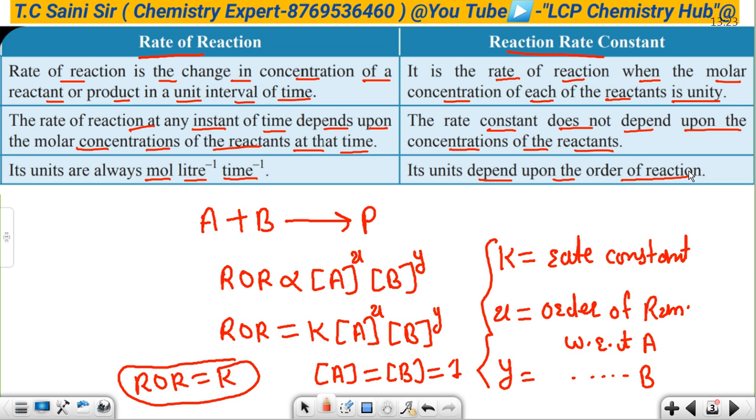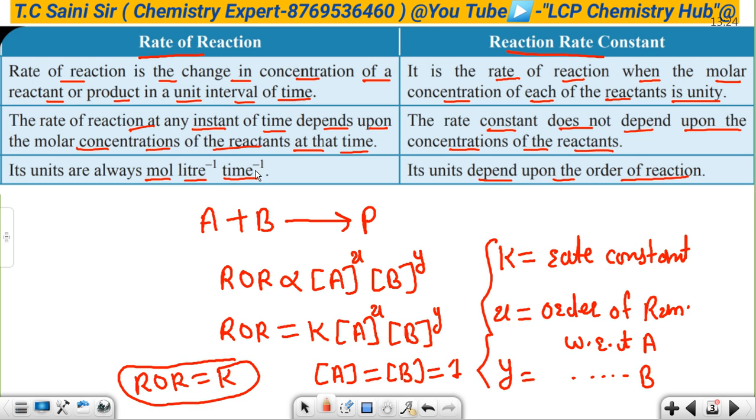There are three major differences between rate of reaction and reaction rate constant. First, rate of reaction is the change in the concentration of a reactant or product per unit time. Second, the rate of reaction at an instant of time depends upon the molar concentration of the reactants at that time. And third, the unit of rate of reaction is always the same, that is mole per liter per time.